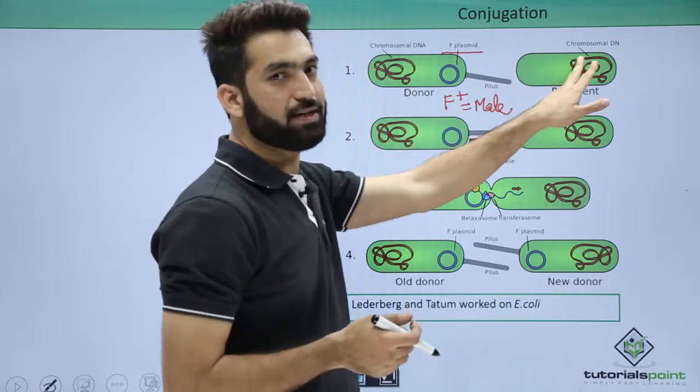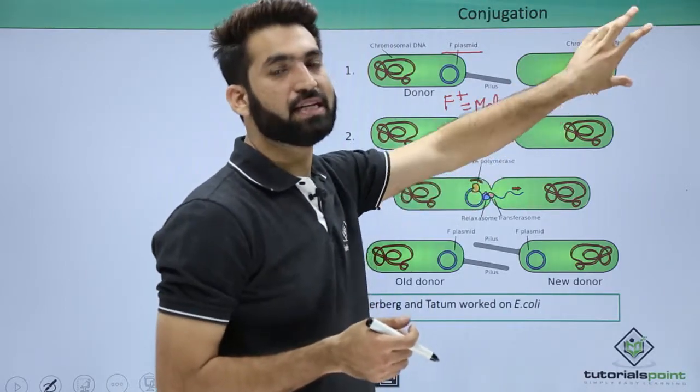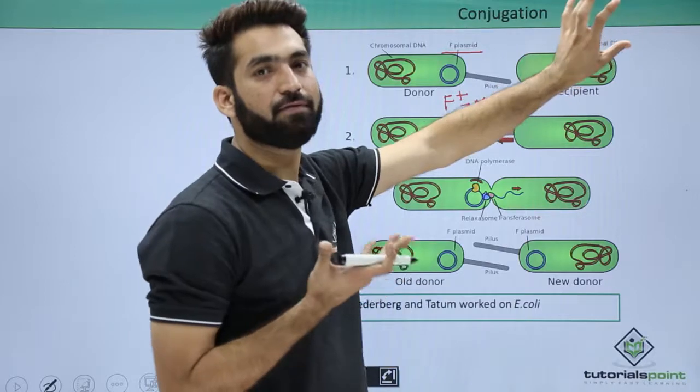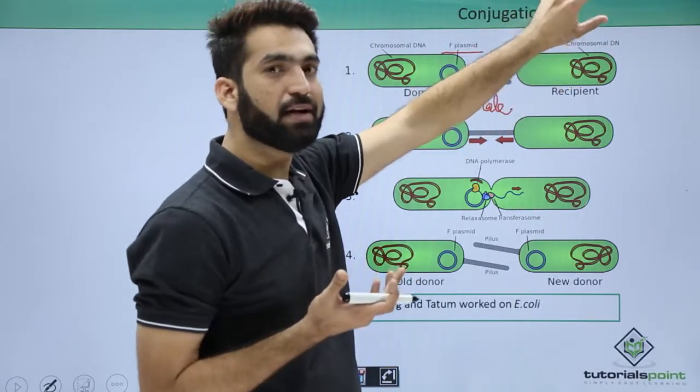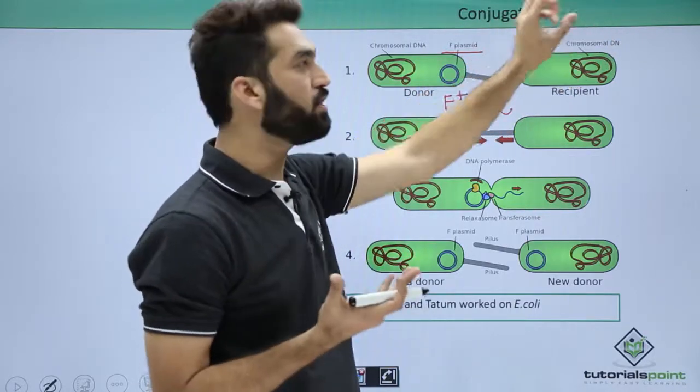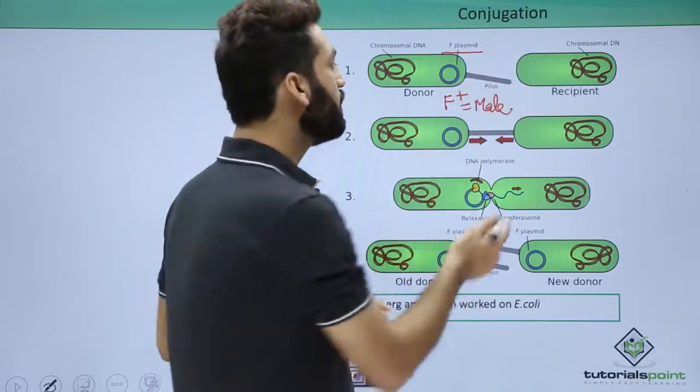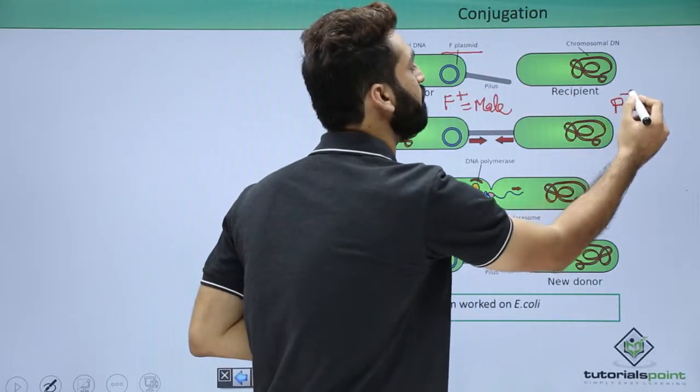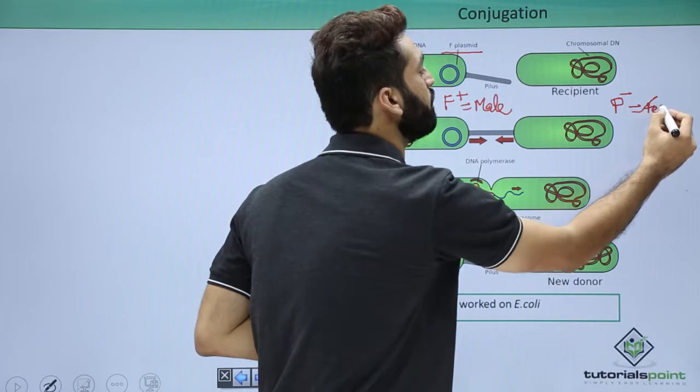This particular bacteria does not have the F factor. The plasmid must be there, but the plasmid is not carrying the F factor. And when the F factor is not there, when the F plasmid is not there, that particular bacteria will become F minus, or what you call female.